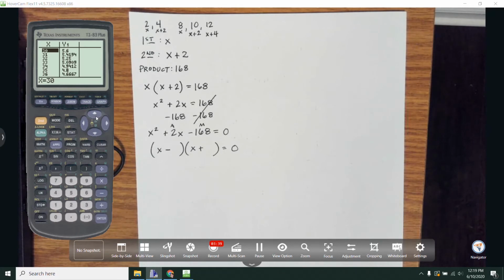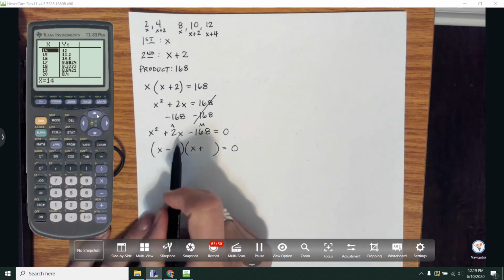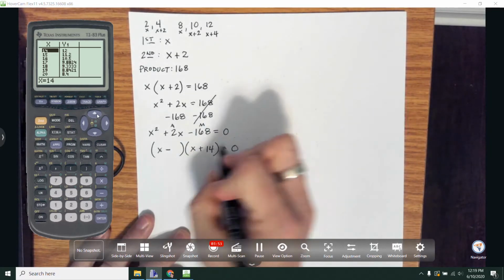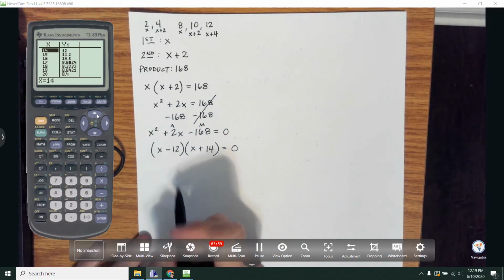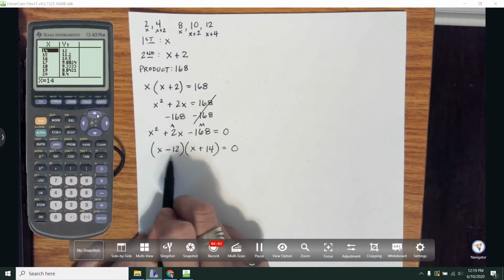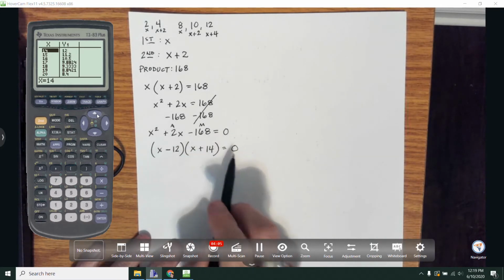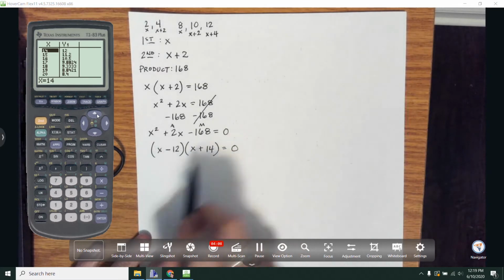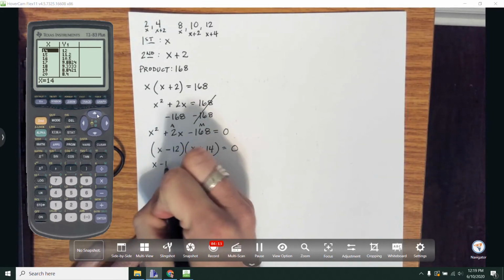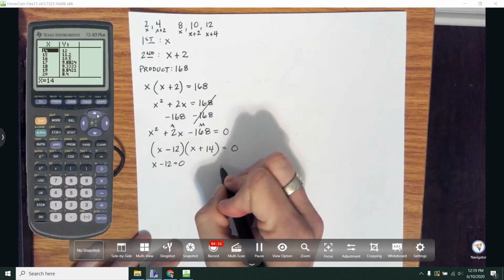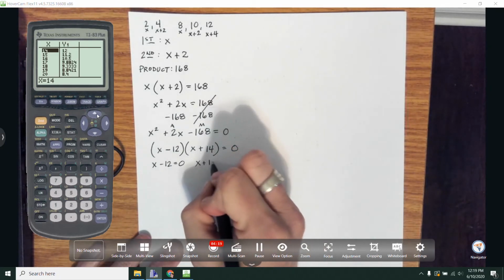So let's get them closer to each other. And we're creeping up on it. There we go. And like I said, we want the bigger one to be positive. So our 14 is going to be positive. The 12 is going to be negative. Now when we're solving this out, these two things multiply together to give us 0. So one of these parentheses has to equal 0. That way when we multiply it, we get an answer of 0. So we're going to say x minus 12 has to equal 0, or x plus 14 has to equal 0.